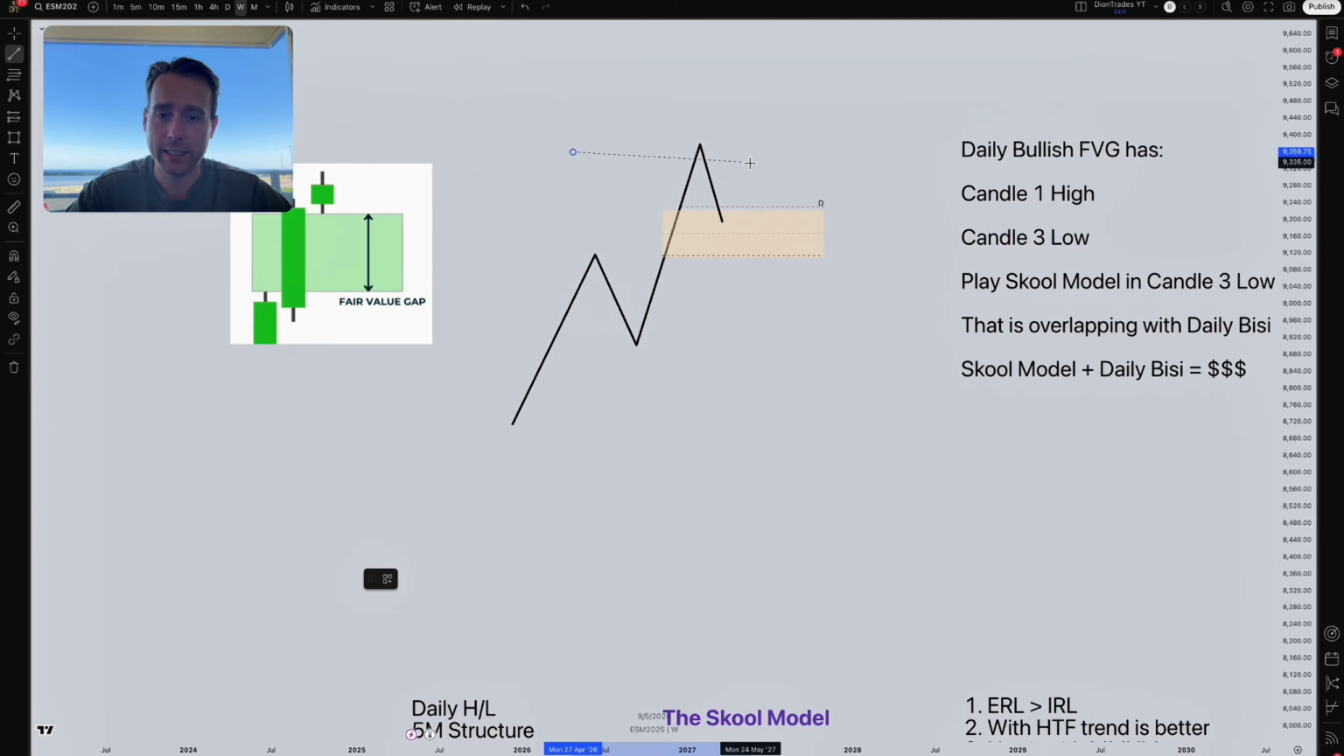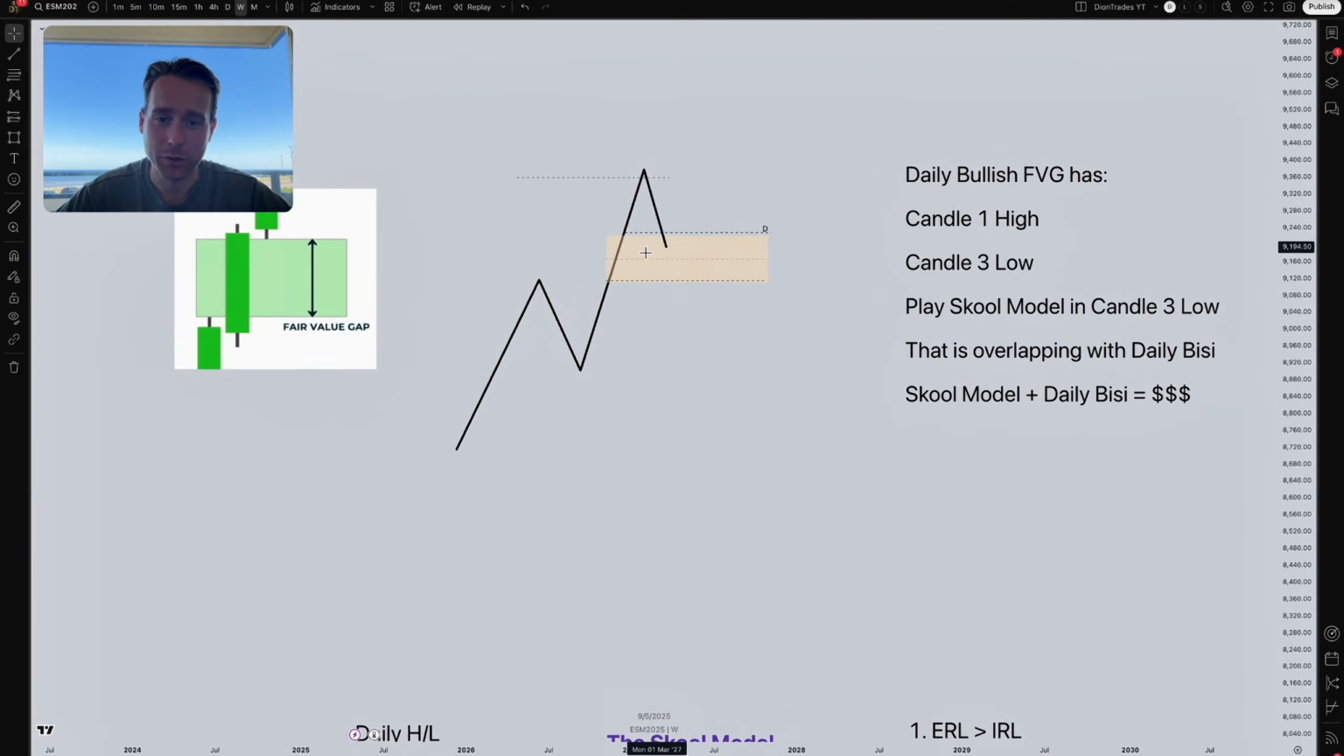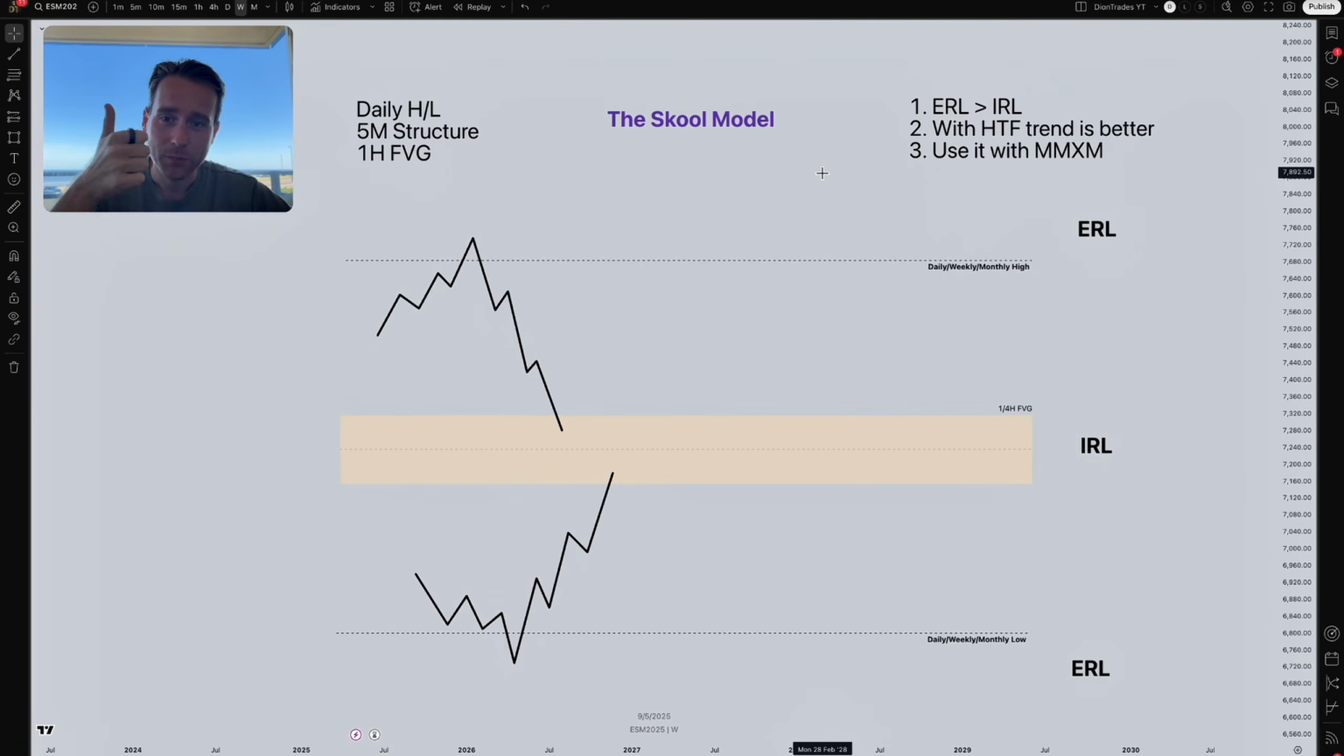And let's say this is a higher time frame daily high. Of course, you can trade from external range liquidity back to internal range liquidity, totally fine. But the highest probability trades are with the higher time frame trend. So you can use this framework to play along. Daily high and low, 5-minute structure, 1 hour fair value gap, external range liquidity to internal range liquidity.